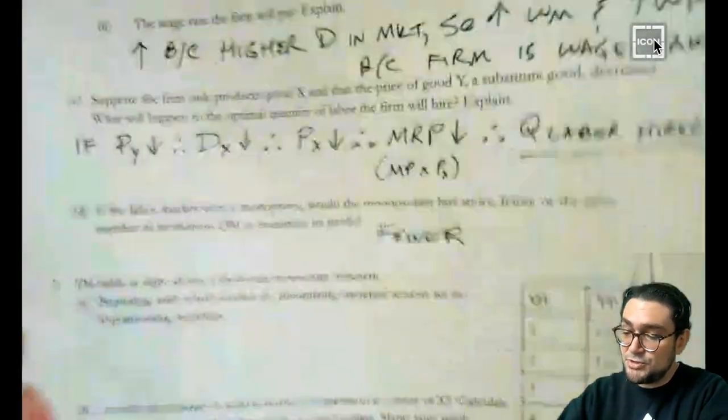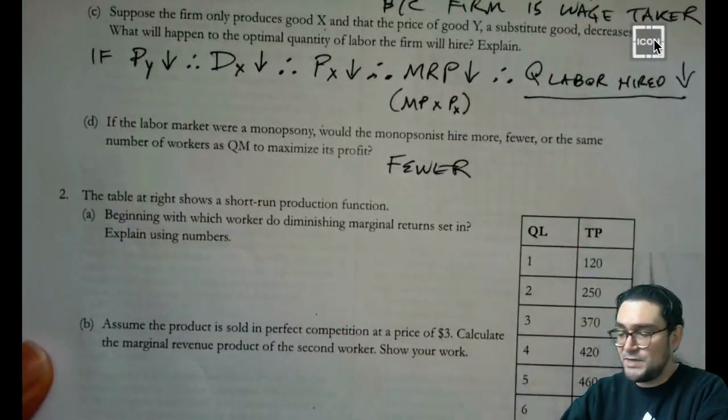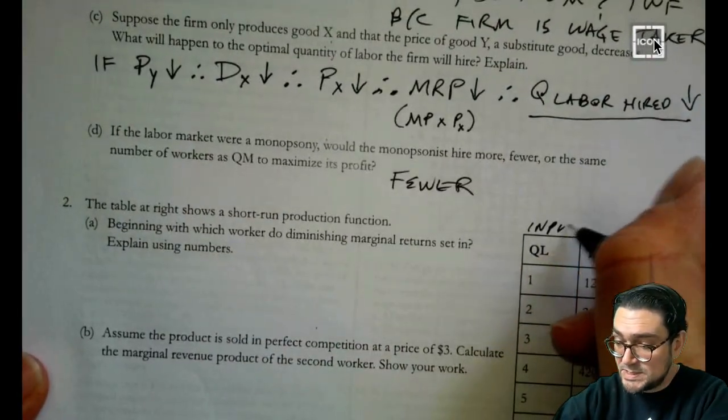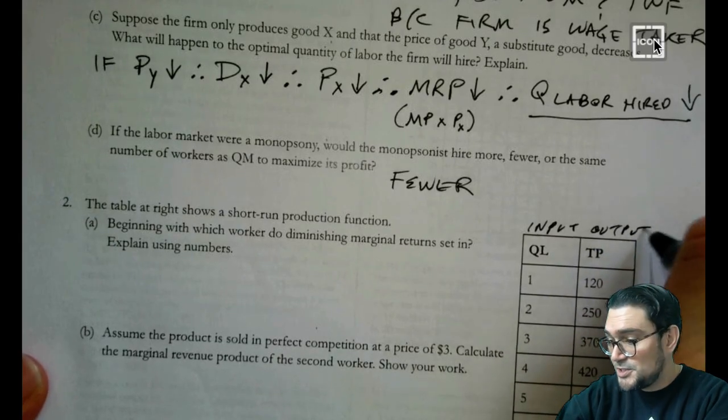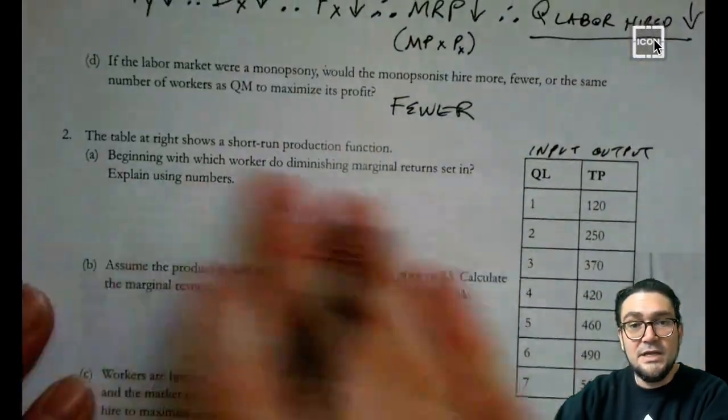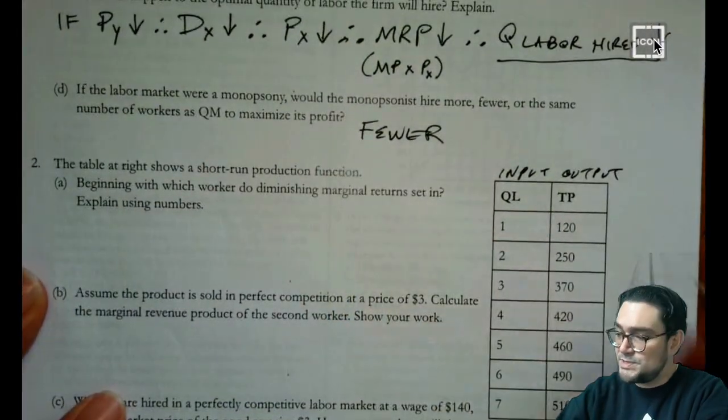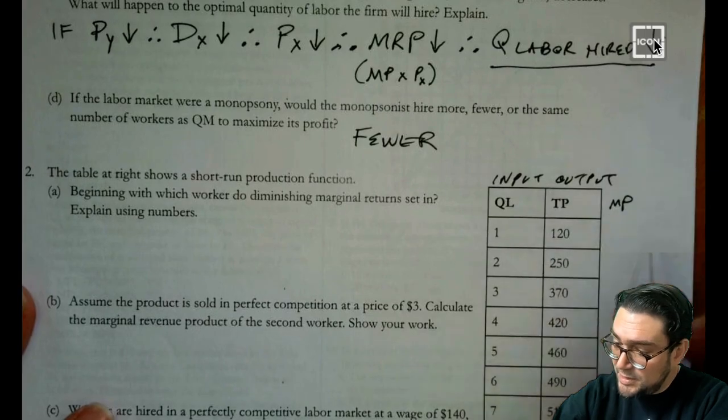The table at right shows a short run production function. So it's just giving us inputs and output. That's all a production function is. We learned that in Unit 3. Beginning at which worker do diminishing marginal returns set in? So I'm going to have MP off to the side.